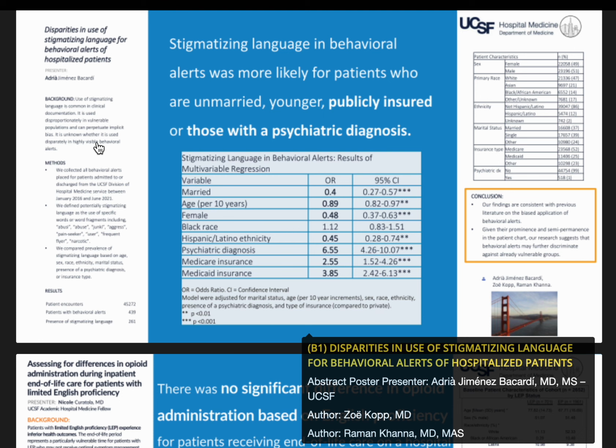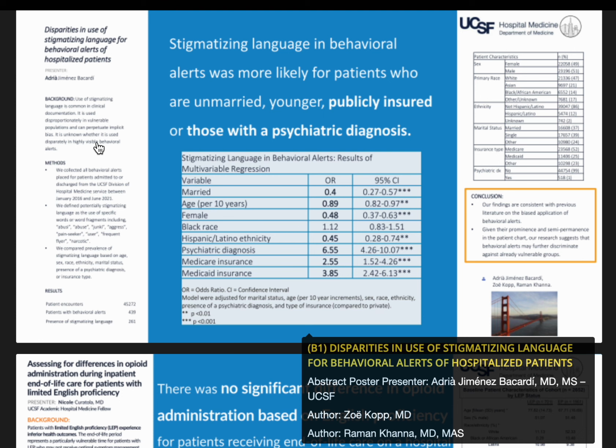Wow. We define potentially stigmatizing language as the use of specific words or word fragments, including abuse, aggress, pain seeker, user, frequent flyer, narcotic, things that we use commonly in documentation. And we compare prevalence of stigmatizing language based on age, sex, race, ethnicity, marital status, presence of a psychiatric disorder, or insurance type. Results: patient encounters 45,000, patients with behavioral alerts 400, presence of stigmatizing language 260. The results that you see here: odds ratio, confidence interval, conclusions.